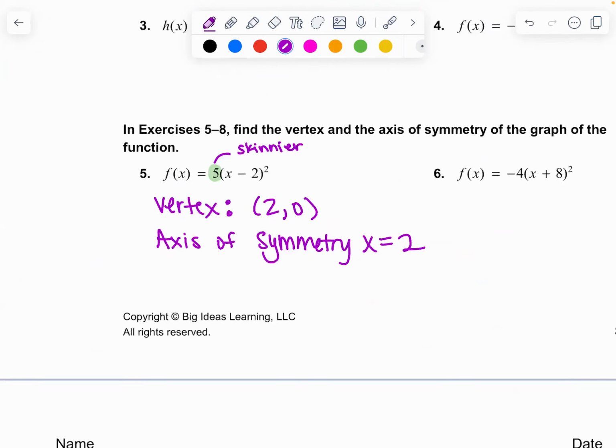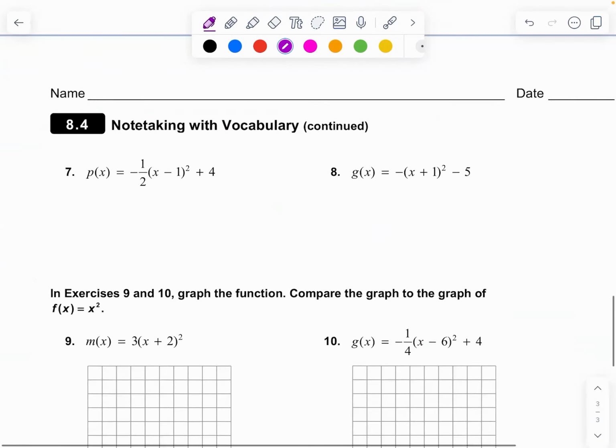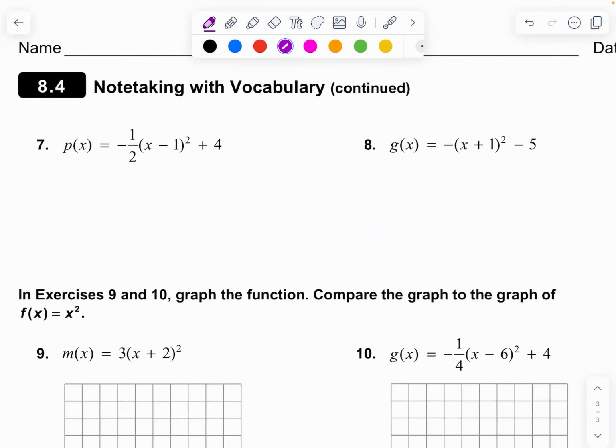Okay. All right. So I want you to go to the top of the next page. I want you to go to number 7 and 8. I want you to give me on both of them the vertex, the axis of symmetry, and I want you to tell me if the shape is affected at all.